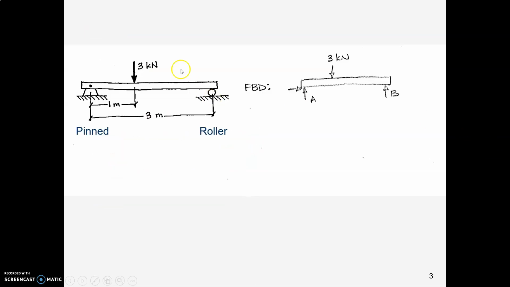Okay, here's my picture of my beam, and here's where I scribbled out a free body diagram. And because A is pinned, I made an X reaction and a Y reaction. And because B is a roller, I made just a Y reaction.